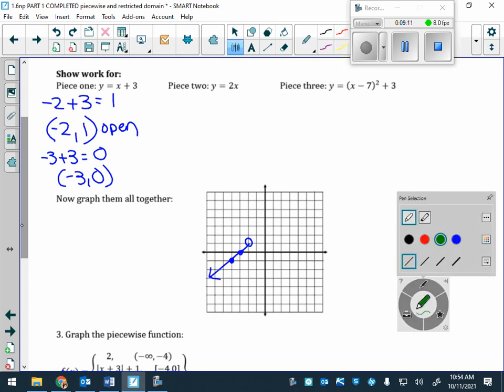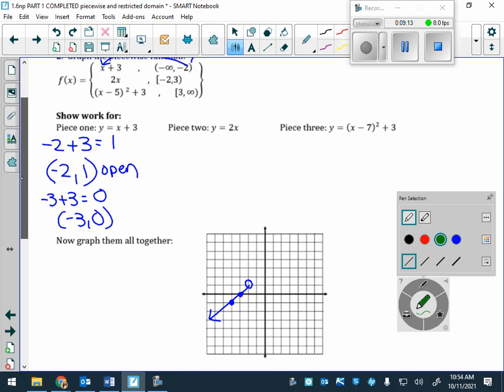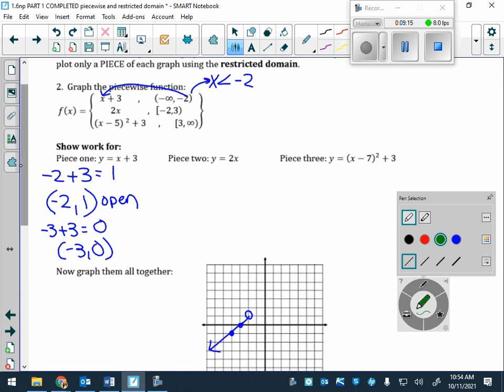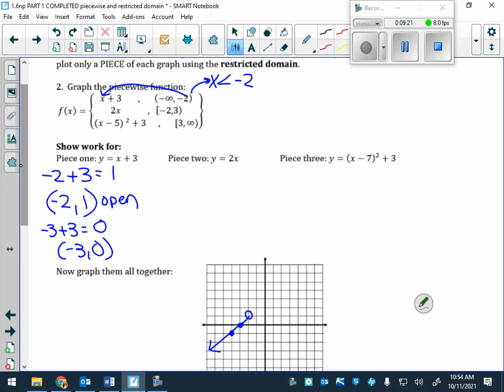Okay? That's your first graph. Now we have y equals 2x from -2 to 3. Y equals 2x from -2 to 3. Okay, so if I was to write this in inequality notation, this is what it would look like.